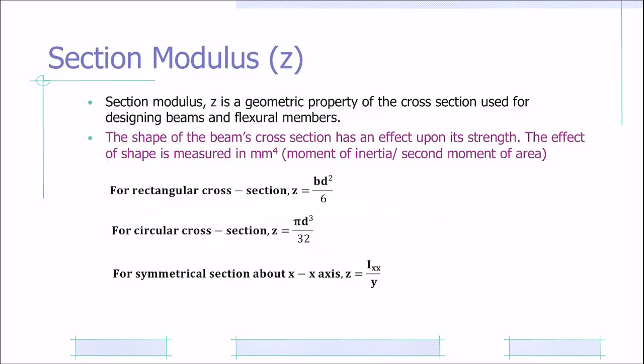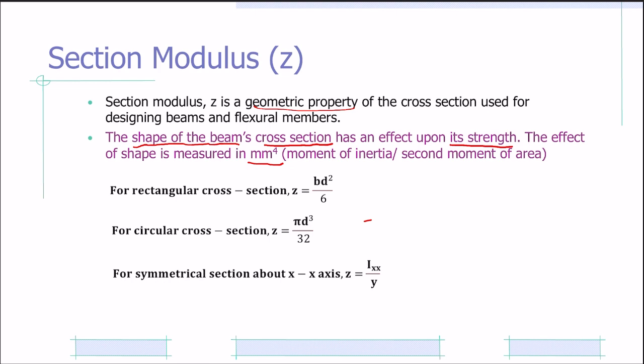What is the section modulus? So section modulus is a geometric property of the cross-section used for designing beams and the flexural members. Section modulus is affected by the shape of the beam. Maksudnya cross-section dia, because it has effect upon its strength. The effect of shape is measured in millimeter power of 4, which is moment of inertia ataupun second moment of area. We can get the section modulus daripada value moment of inertia.